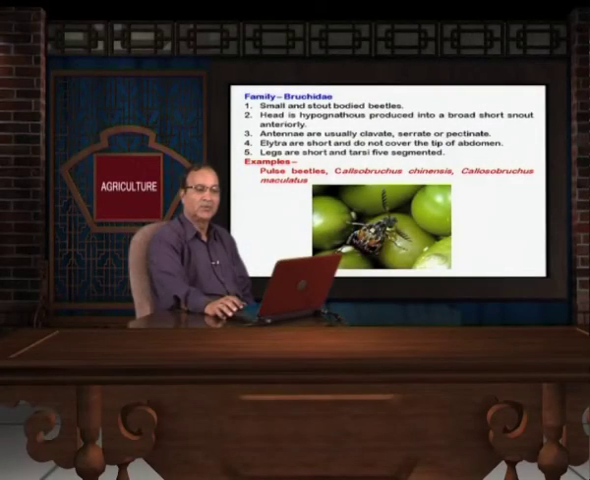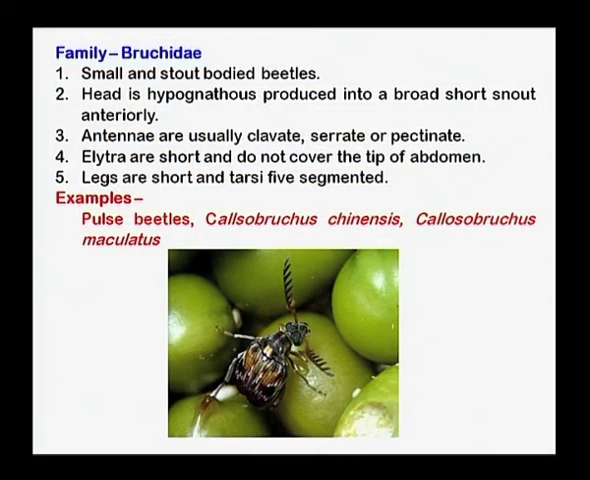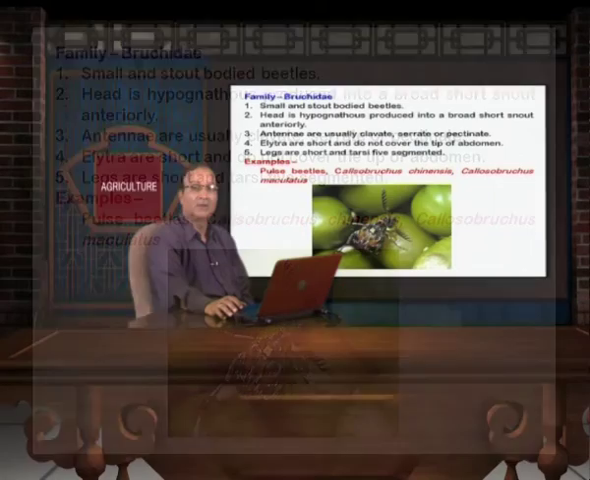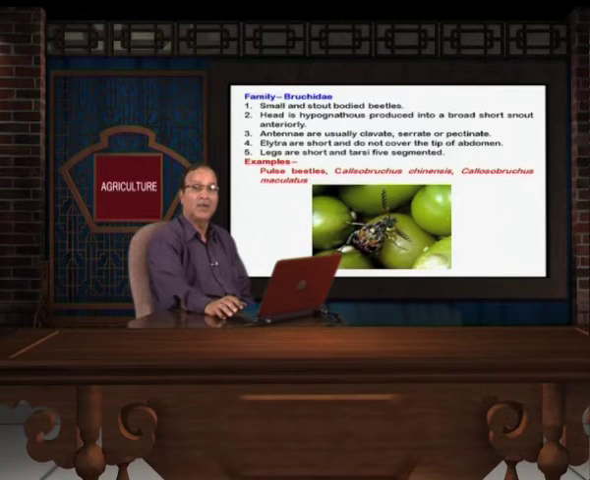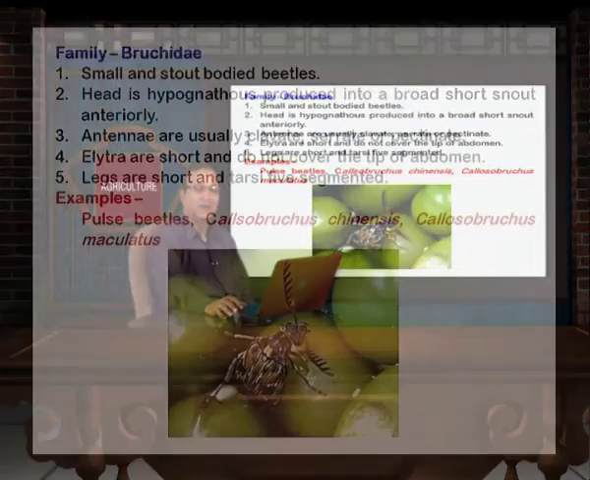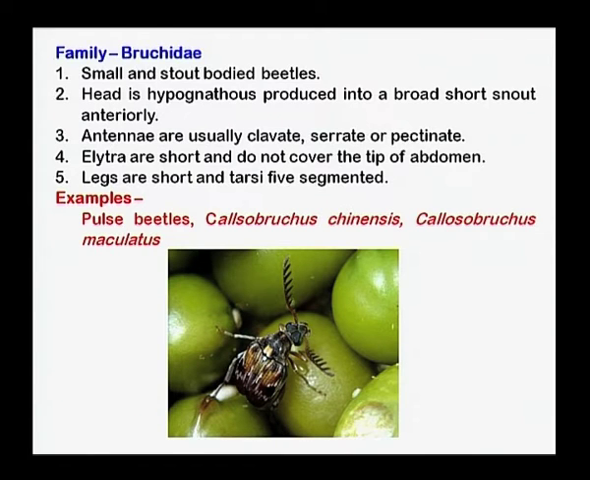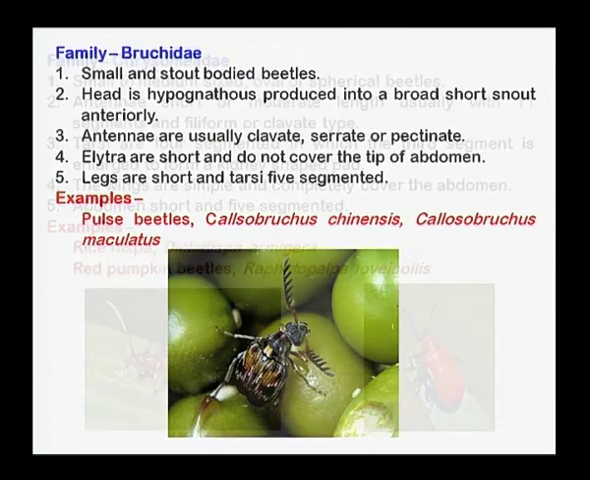Third important family is Bruchidae. They are small and stout-bodied beetles. Head is hypognathous type. Antennae are usually clavate, but serrate and pectinate type of antennae are also common in this family. Elytra are very short and do not cover the tip of the abdomen. Legs are short, but the tarsi of the legs are 5 segmented. The common example is the pulse beetle, which is a pest of storage.